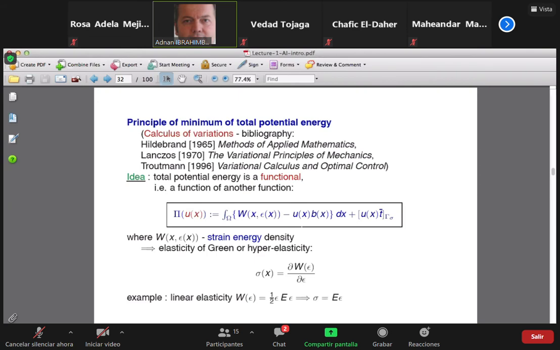So when you compute the derivative with respect to epsilon, of this quadratic form, you get that sigma is equal to E times epsilon. And then external energy is computed by multiplying the applied loading B with the displacement U, as well as the applied traction T with the corresponding displacement. Here it is U of L.